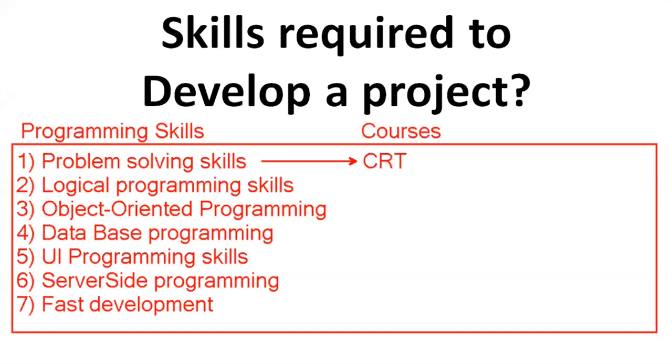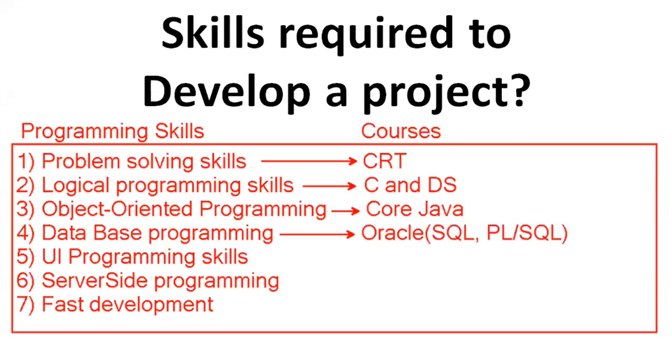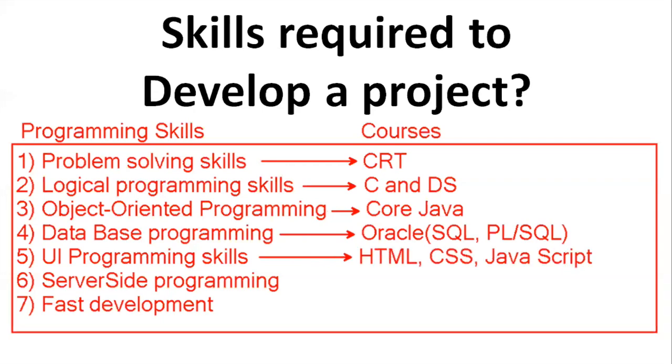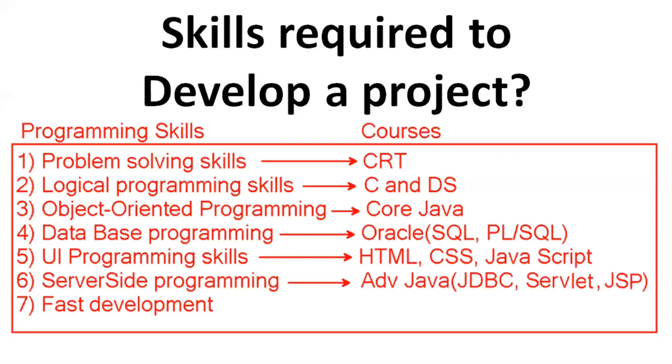Tell me, problem solving skills, what is the course? Logical programming, C and DS. Next, object-oriented programming, not OOPS, core Java. Next, database programming, Oracle SQL, PLSQL. UI programming, HTML, JavaScript, CSS. Next, server-side programming, advanced Java, JDBC, Servlet, JSP. Fast development, frameworks, tools. DP means design patterns.